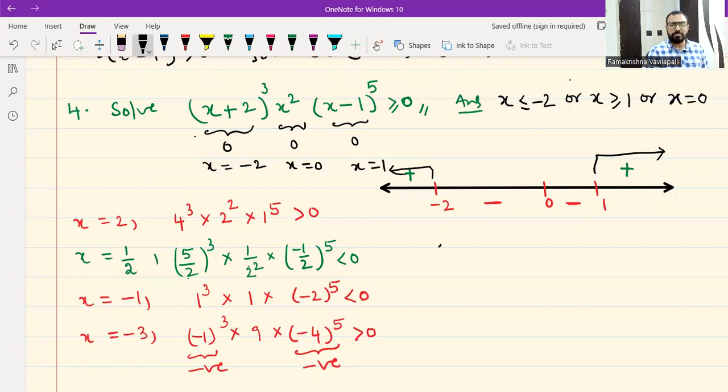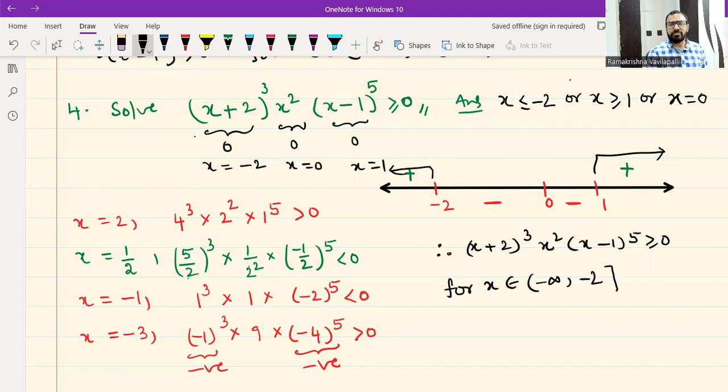Therefore (x plus 2) whole cube into x square into (x minus 1) whole to the power of 5 is greater than or equal to 0 for x belongs to minus infinity to -2. This is the first interval, less than or equal to -2. Union the set {0}, only a single element is left alone. Union 1 to infinity.